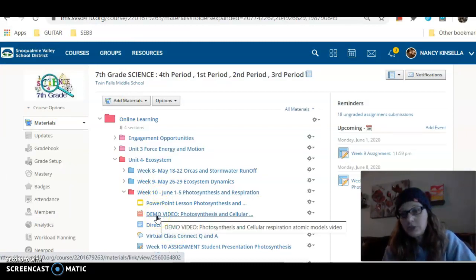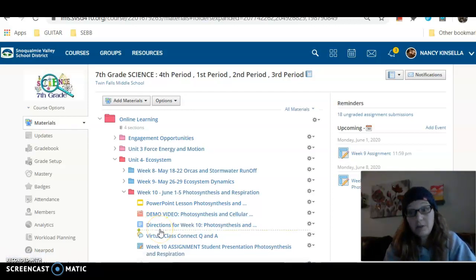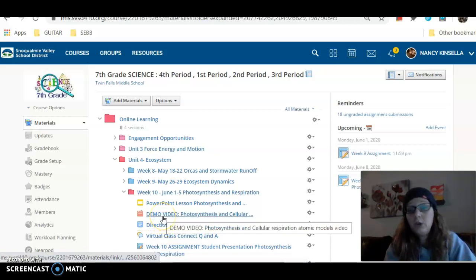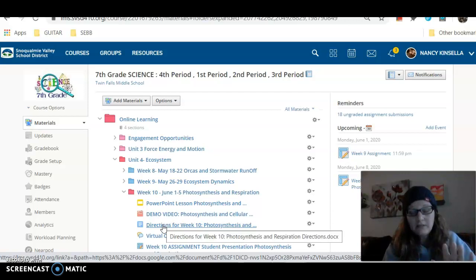This demo is actually Mr. O'Hare. He's got a quick little demo where literally he's using manipulatives. He was able to get into his school and he was able to get some manipulatives to show the different molecules and how they recombine to form the photosynthesis. Fascinating. It's really, really well done. I'm glad he's got the resources and he was able to do that. So that will help you. If that demo is a little bit over your head, don't sweat it. It's so different than being in the classroom. Watch it, grasp what you can, and then you're good.